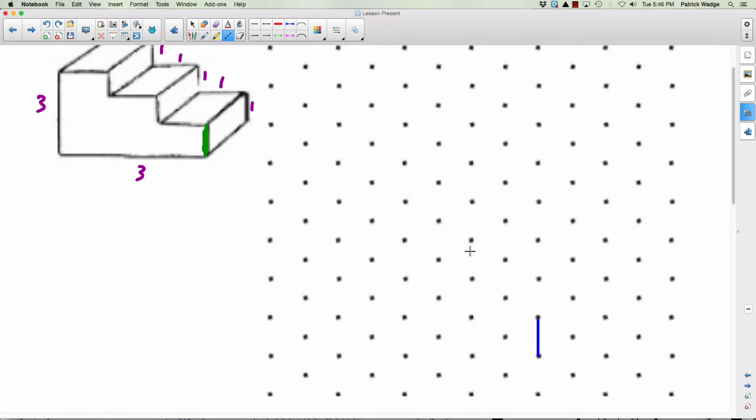I go back at that 30-degree angle. So I have to go back 1, 2, 3. Now why don't I go up? So I'm going to go up 3 as well. 1, 2, 3. I can keep following this along.